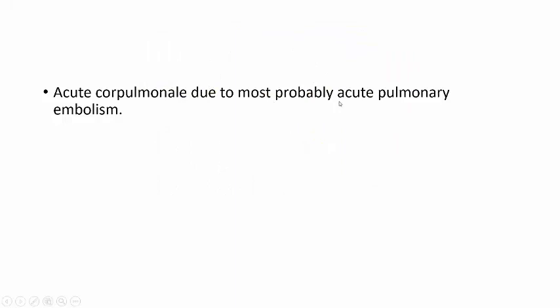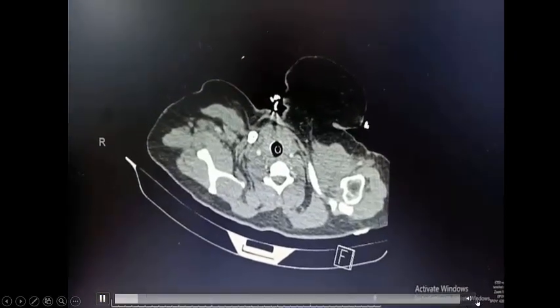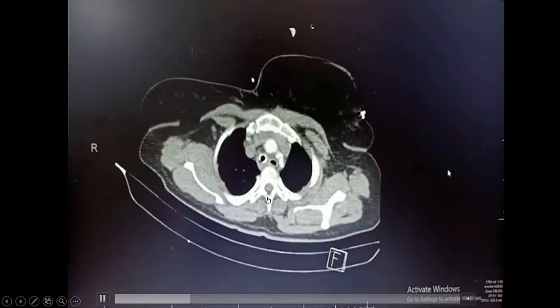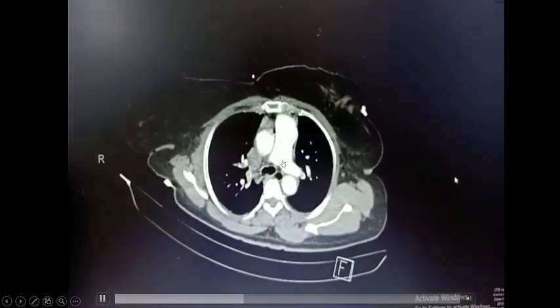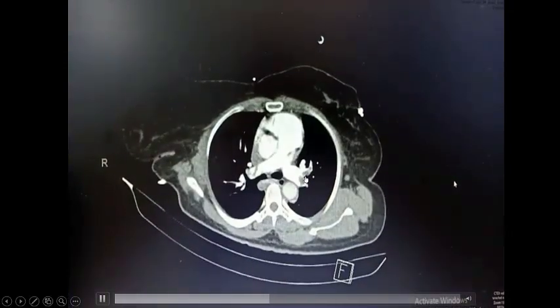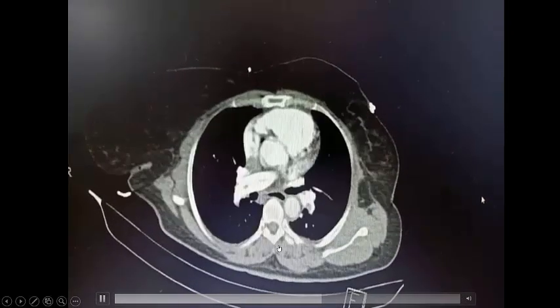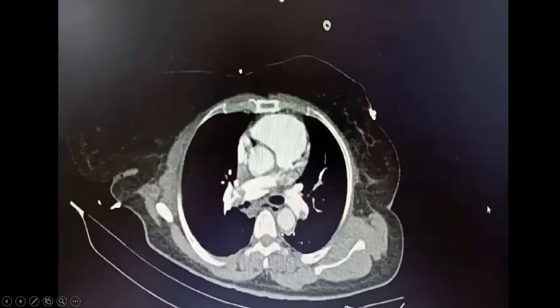Acute cor pulmonale due to most probably acute pulmonary embolism. After stabilization of the patient, we did CT pulmonary angiography. This is the aortic arch, and as you see the pulmonary trunk, there is pulmonary embolism everywhere in the main branches of the pulmonary artery. You see here in the main branches there is pulmonary embolism in our patient.